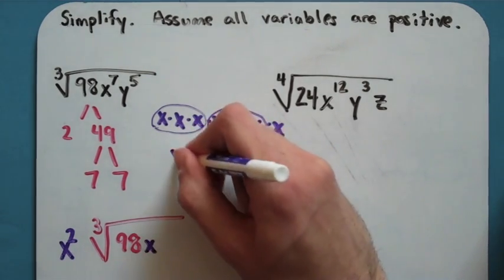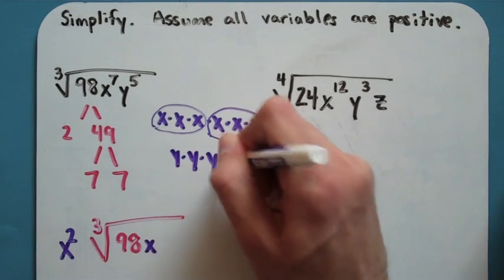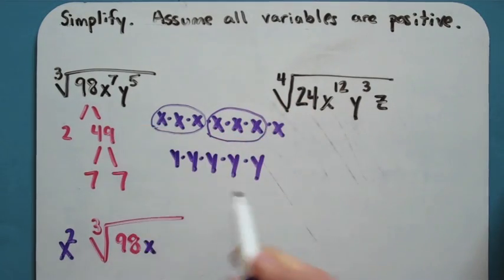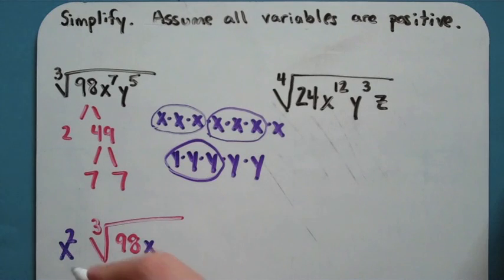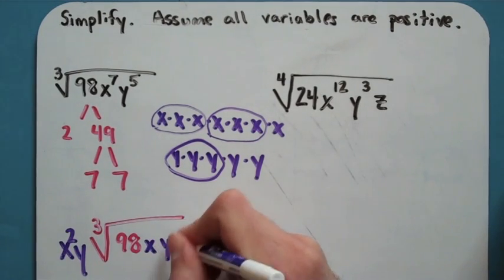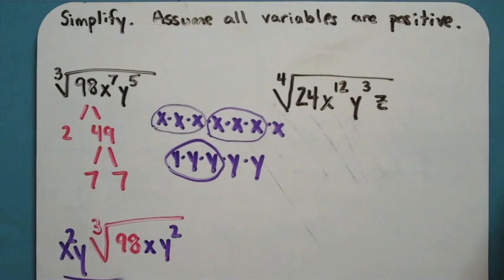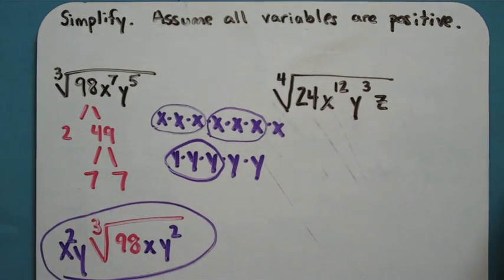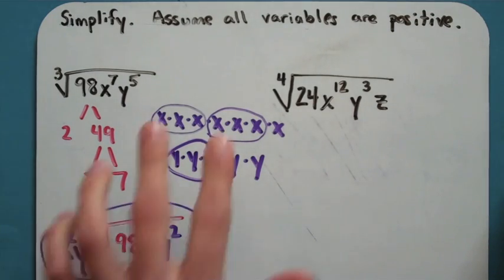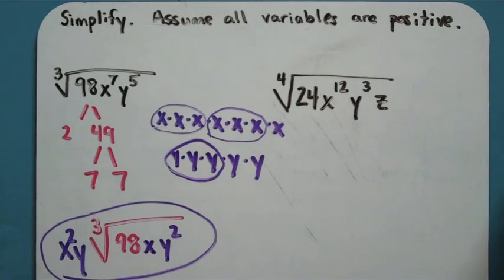Now I do the same thing with the y's. Y to the 5th really means I have 5 y's here. Looking for groups of 3, I can only make 1 group of 3. So I toss a y on the outside. 2 y's left over. It's going to be y squared. This will be my answer for that problem. So you do the same thing. You just kind of think about how many variables you can take out.